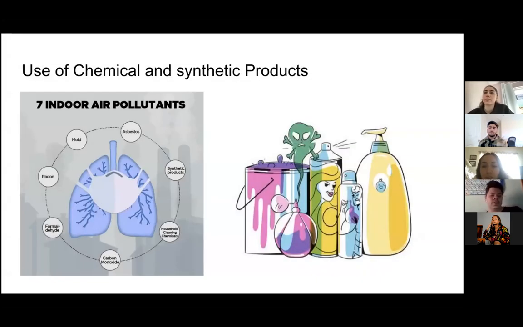Use of chemical and synthetic products. If you don't know what chemical and synthetic products are, it's basically the items we use almost on a daily basis. It could be using perfume or cologne to smell good, the Febreze we use after the bathroom, and also all of the chemicals that we spray to clean anything. All of these products contribute to air pollution.